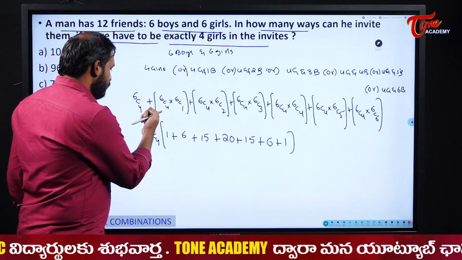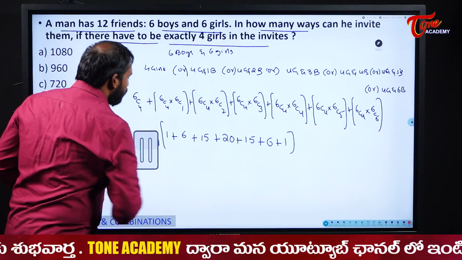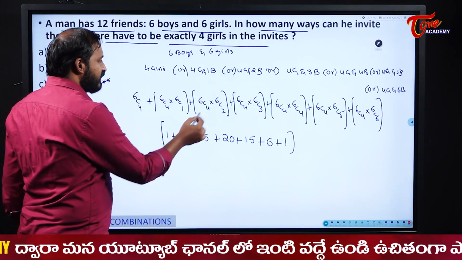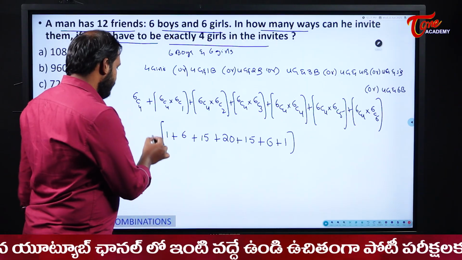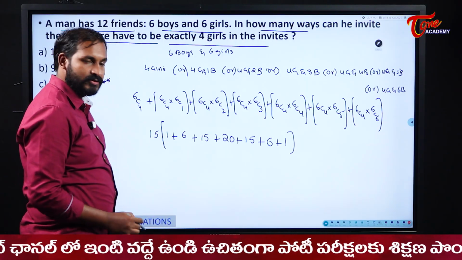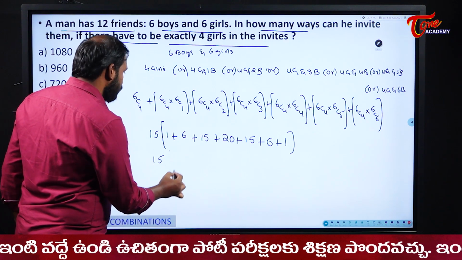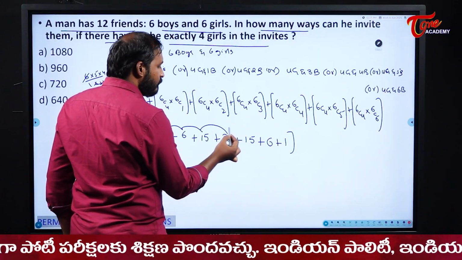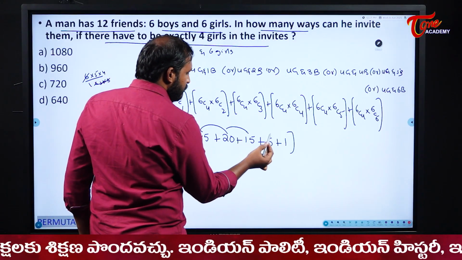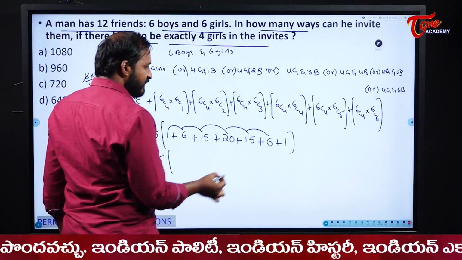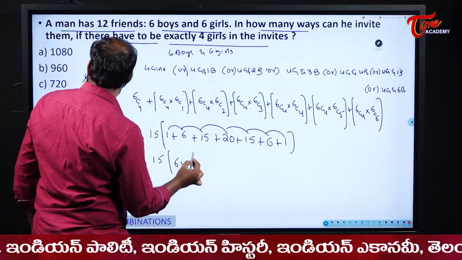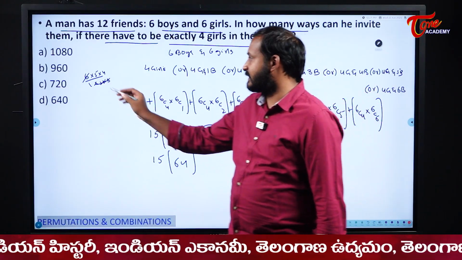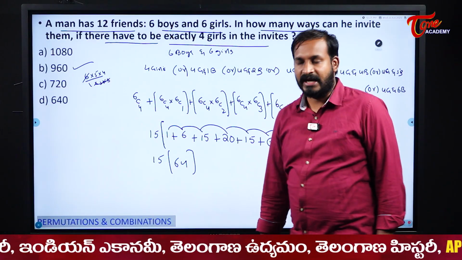So now 6C4. Just now we calculated. What is 6C4? 6C4 is nothing but 6C2, which is nothing but 15. So now what happens to this? 15 into 1 plus 6 is 7, 22, 42, 57, 57 plus 6 is 63 and 64. 64 into 15, what does it become? 960. So our answer here becomes 960.